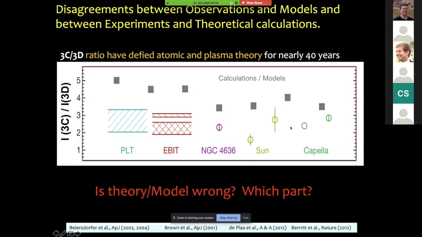So what exactly is going on? Is the theory wrong, or the model? And if it is, then which part exactly?